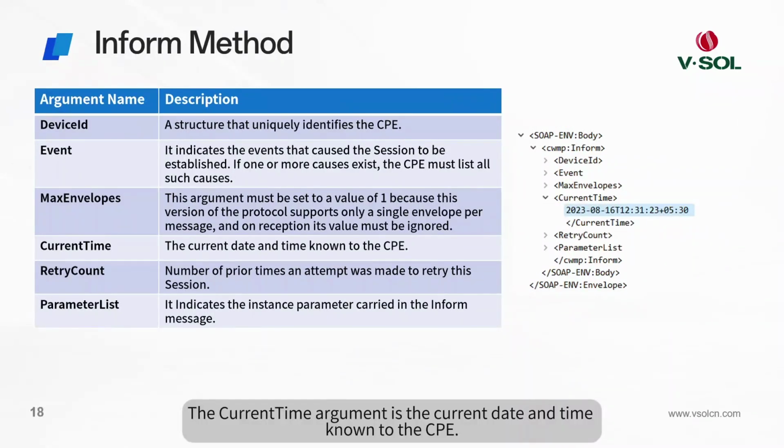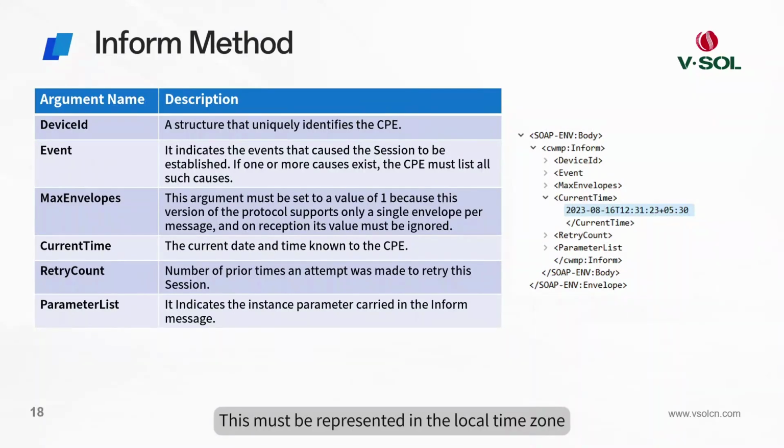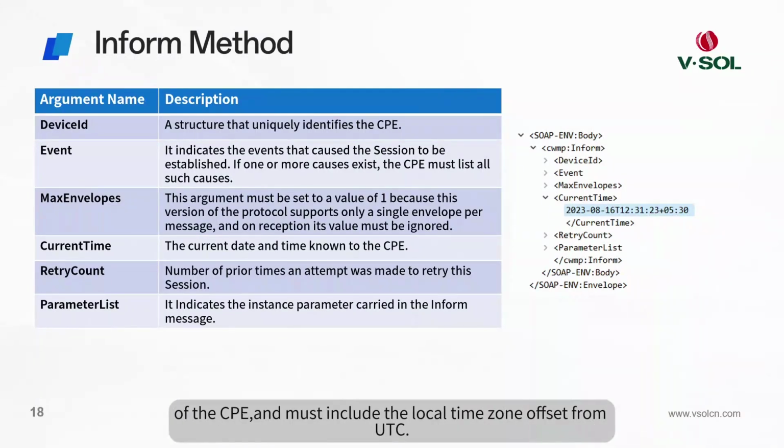The current time argument is the current date and time known to the CPE. This must be represented in the local time zone of the CPE and must include the local time zone offset from Universal Time Coordinated.